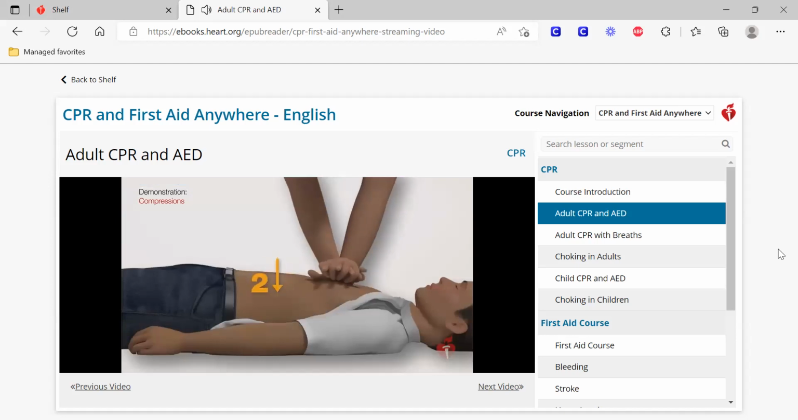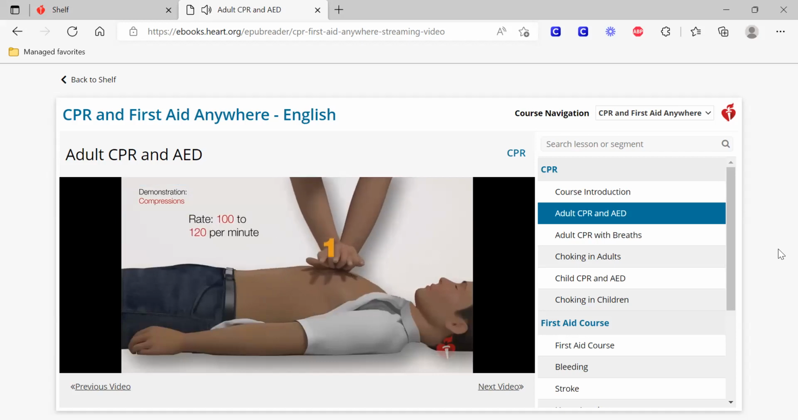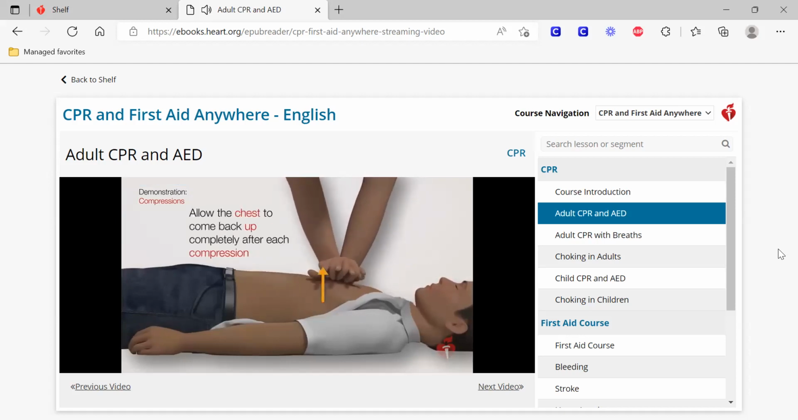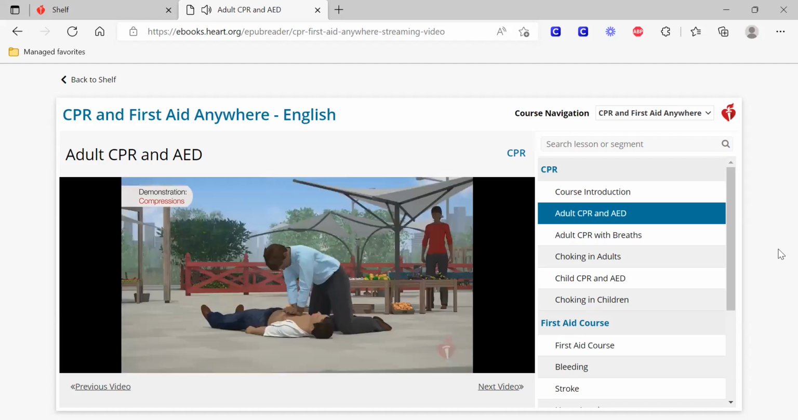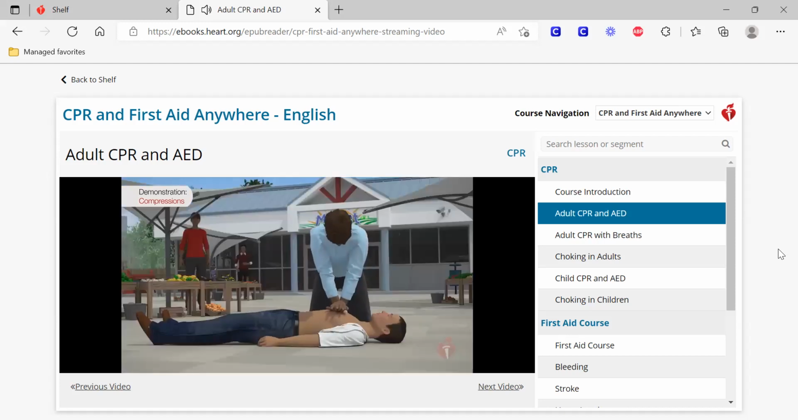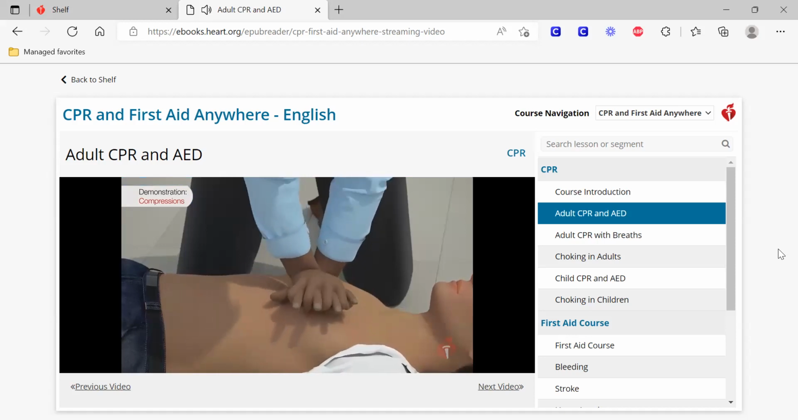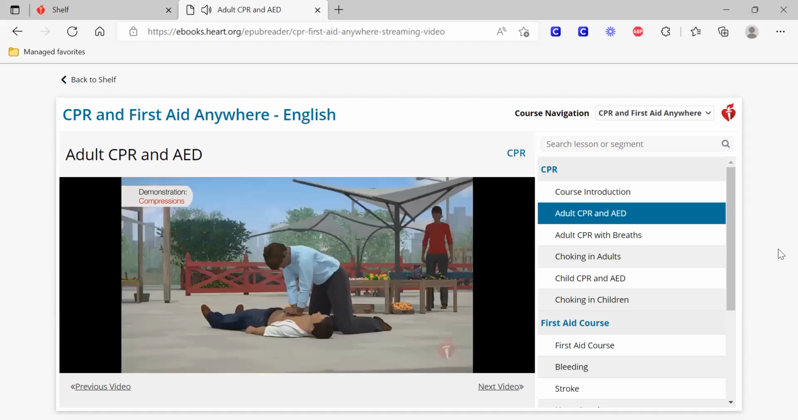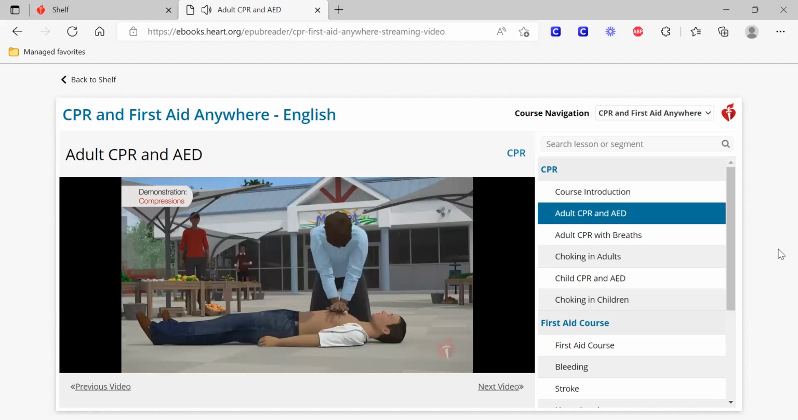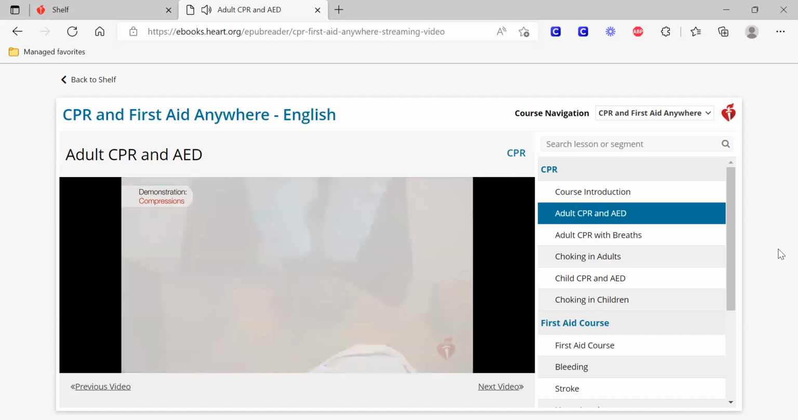Make sure to push the chest down at least 2 inches. Push fast at a rate of 100 to 120 compressions per minute. Let the chest come back up completely after every compression. If you bend at the waist and keep your arms straight, you can use the weight of your upper body to compress deeply. Keep giving compressions until the AED arrives, medical help takes over, you physically can't continue, or the person starts to respond.